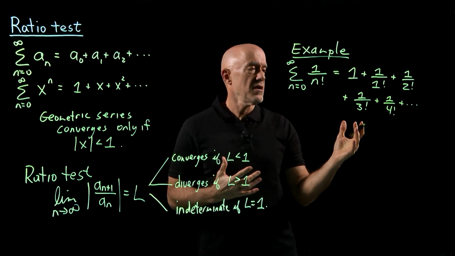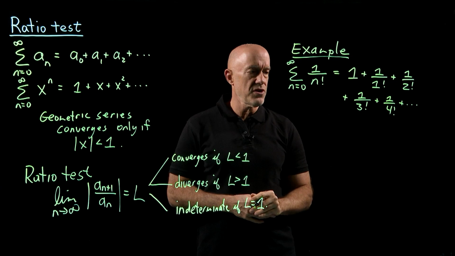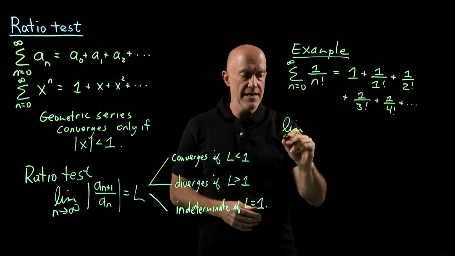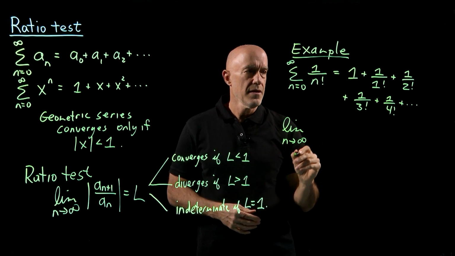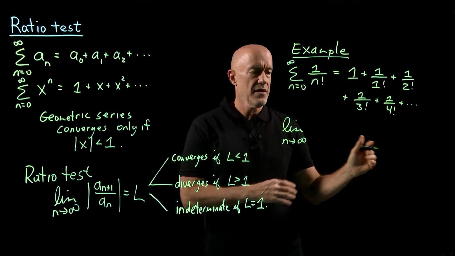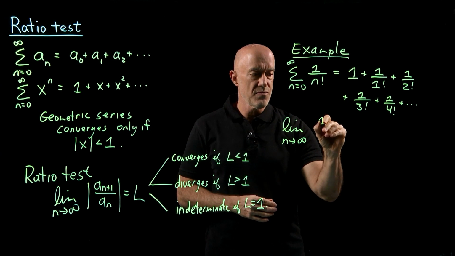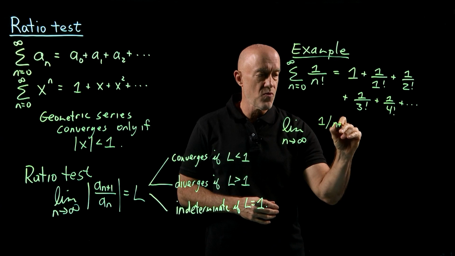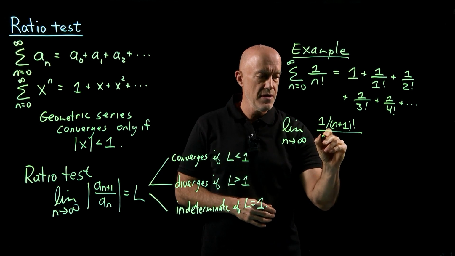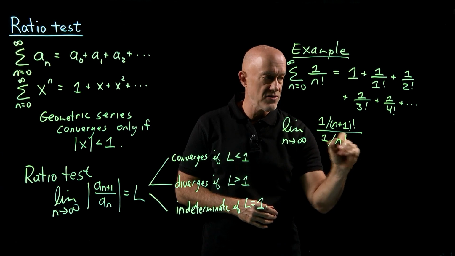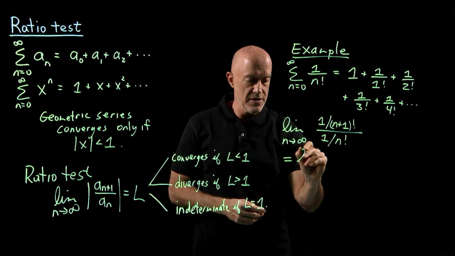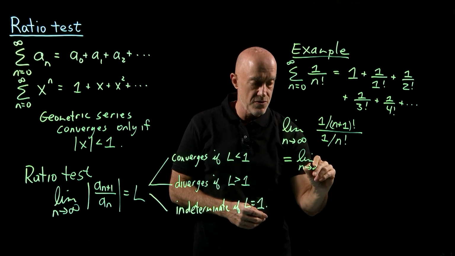Does this converge? We can look at the ratio test. So we can look at the limit as n goes to infinity of the n plus 1 term divided by the n term. So the n plus 1 term would be 1 over n plus 1 factorial divided by the nth term, which would be 1 over n factorial. Right, we can fix the order here. So this is the limit as n goes to infinity.